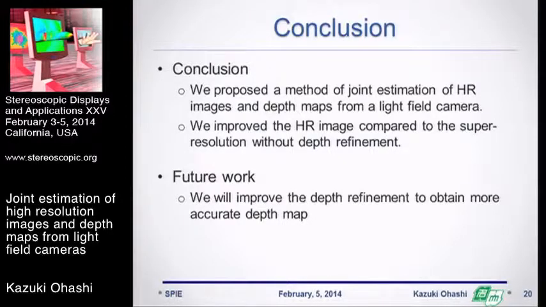And now let me summarize my presentation. We proposed a method of joint estimation of high-resolution images and depth maps from light field cameras to overcome the drawback of light field cameras. The key concept is that the depth resolution should also be increased during the super resolution reconstruction, so depth refinement is conducted alternately with the resolution enhancement of the image. As the experimental result, we improved the high-resolution image compared to super resolution without depth refinement. As future work, we will improve the depth refinement to obtain a more accurate depth map.